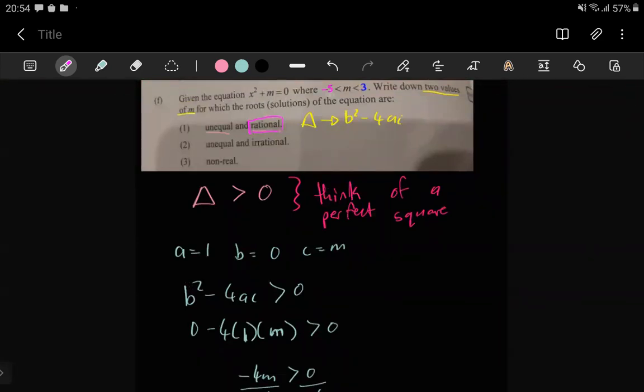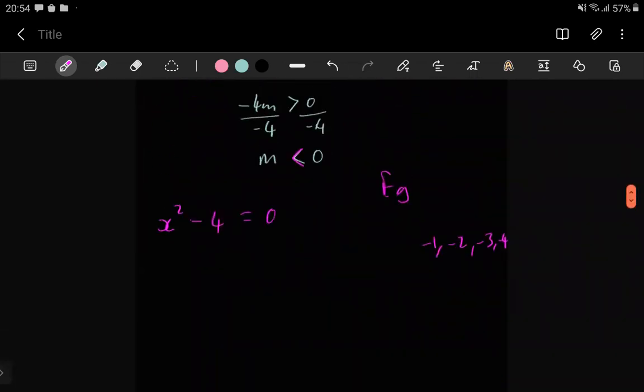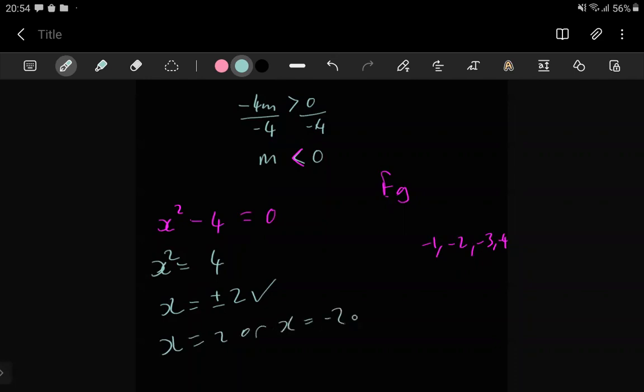Given the equation, where m is between that, write down two values. So we need two values of m for which the roots are rational and unequal. If we were to test out -4, let's see what kind of solution we would get. You'd have x squared is equal to 4. Square root both sides, you'd have plus or minus 2. These two answers are not equal, and they are both rational. So -4 would work.